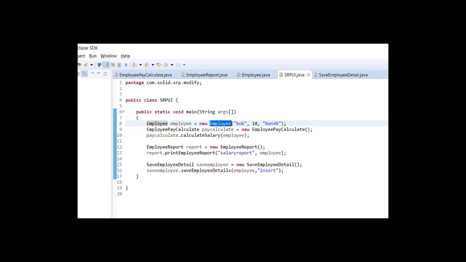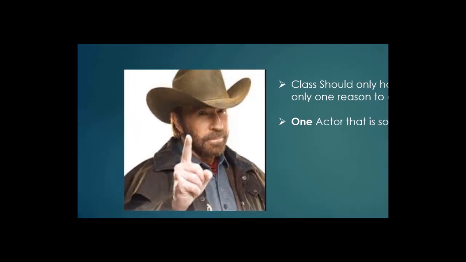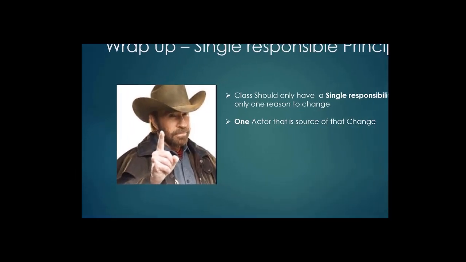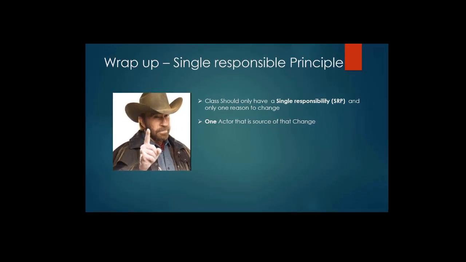I have uploaded the code, so I encourage you to download it and play with it. So that covers the single responsibility principle. I hope by now you have a good understanding of this principle. The main thing to keep in mind is that as per SRP, a class should only have a single responsibility and only one reason to change.